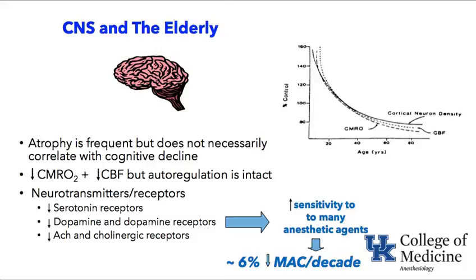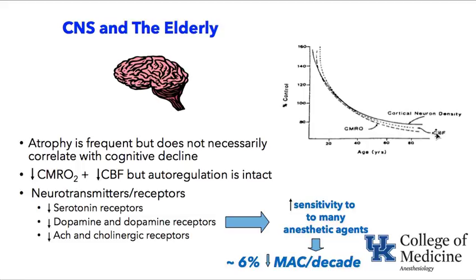Well, what about the brain in the elderly patient? The graphic at the top right shows percent of control versus age for cerebral blood flow and cerebral metabolism. And you can kind of think, at least it makes sense, that if cortical neuron density is less, you're losing neurons, that your cerebral blood flow would go down because cerebral metabolism also goes down and autoregulation is intact. Atrophy is quite frequent. We see that on CT and MRIs of brains, but that does not necessarily correlate with cognitive decline.